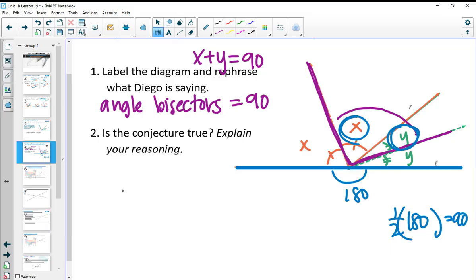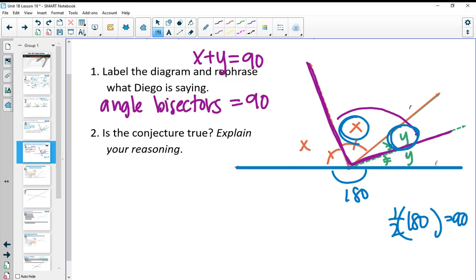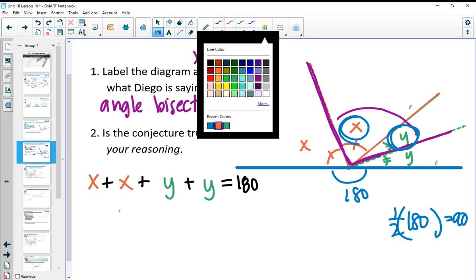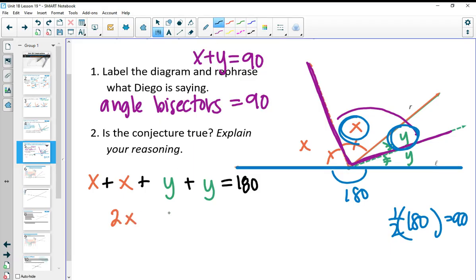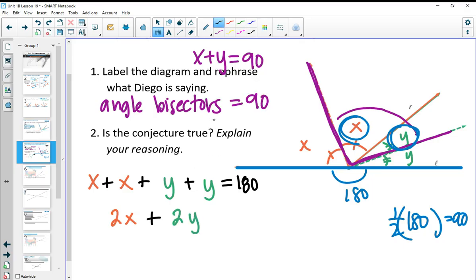If you wanted to put some algebra to it, so one of the things we could do is we could say, all right, well, we know all of these angles total 180, right? So we know that X plus X, plus those other two angles, plus Y plus Y, totals 180, right? All four angles. So then we can combine these like terms here. So we'd have 2x plus 2y equals 180.